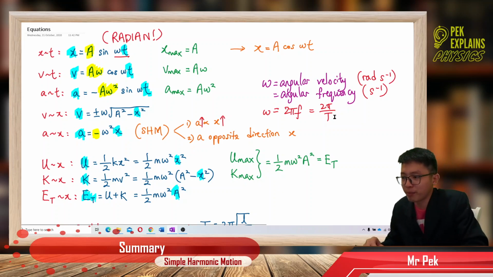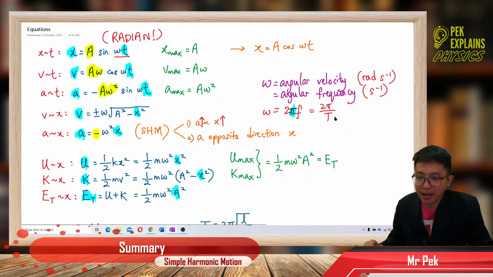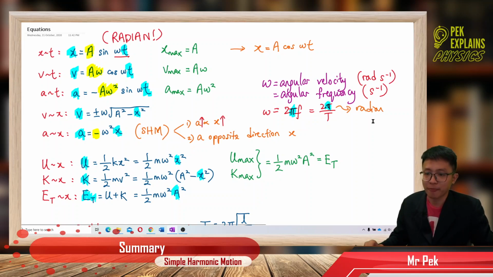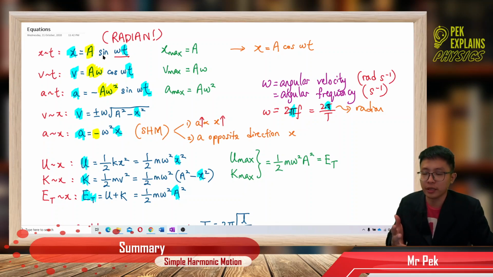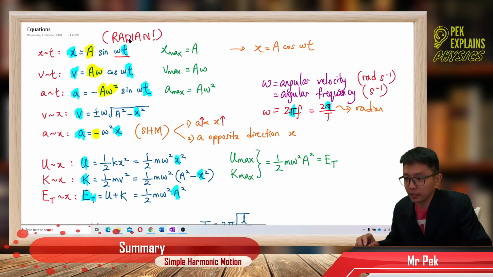So when we talk about pi, it refers to radians. So this omega has pi, has radian. In this chapter, in our simple harmonic motion, and later on in the chapters on mechanical waves and sound waves, we all use radian. Remember, don't use degrees. Don't use degrees in this chapter.